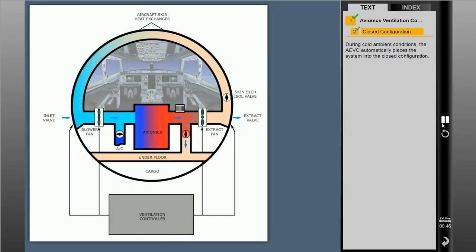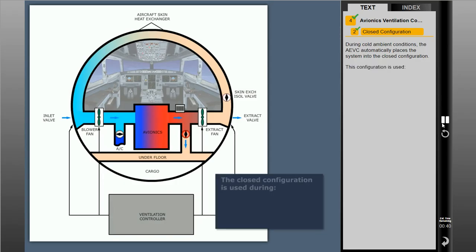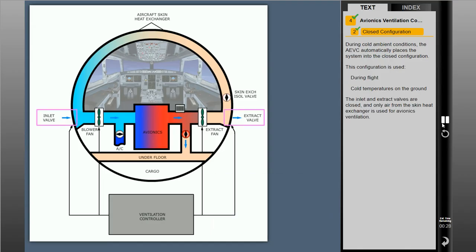During cold ambient conditions, the AEVC automatically places the system into the closed configuration. This configuration is used during flight or if cold ambient temperatures exist while on the ground. The inlet and extract valves are closed, and only air from the skin heat exchanger is used for avionics ventilation.